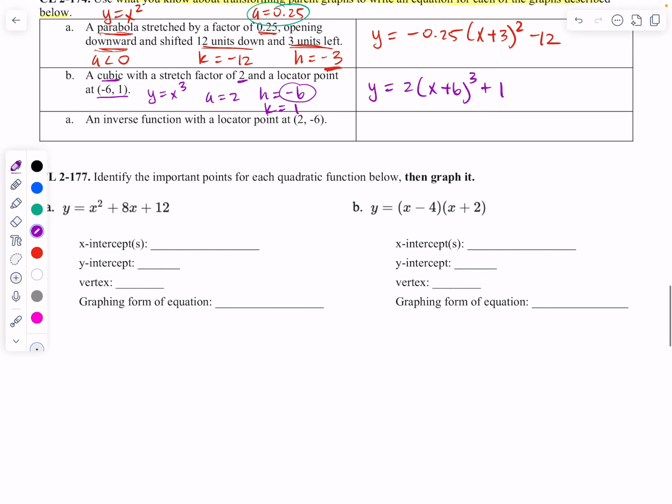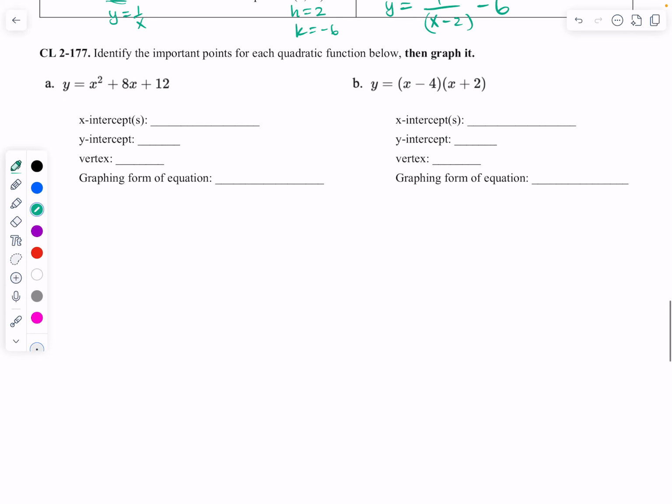All right, question C, an inverse function with a locator point at 2, negative 6. Okay, so it's inverse. That's y equals 1 over x. And then h is 2, k is negative 6. So we're going to do y equals 1 over x minus 2 minus 6 on the outside. I don't know what the stretch factor is, so I just left it as a 1. That's a guess, which is fine.